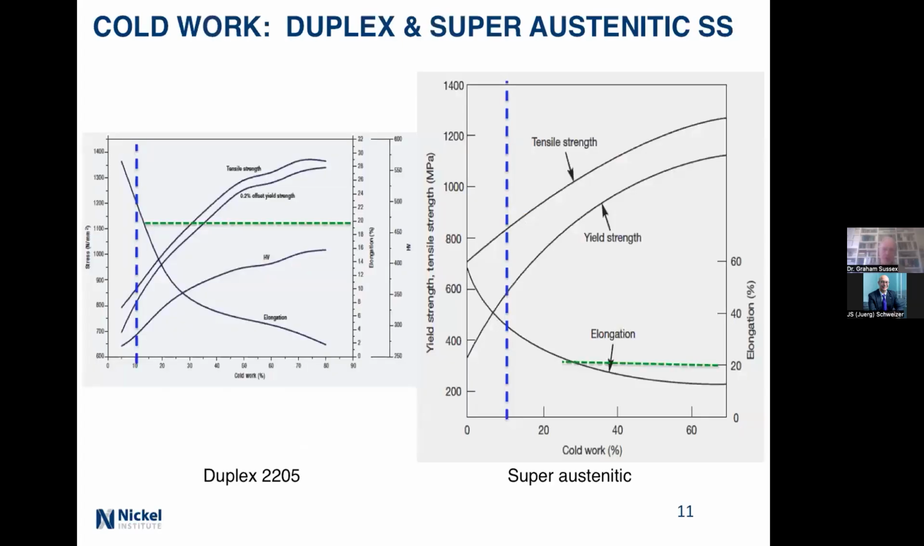This is a comparison of the yield strength and the tensile strength of duplexes on the left and superaustenitic on the right. The reason I'm comparing those two is that they both have about the same level of corrosion resistance, but as you can see, there are quite significant differences in elongation and the tensile strengths and the variation in tensile strengths as you go with amounts of cold work. Not really something I'm going to go into in detail.